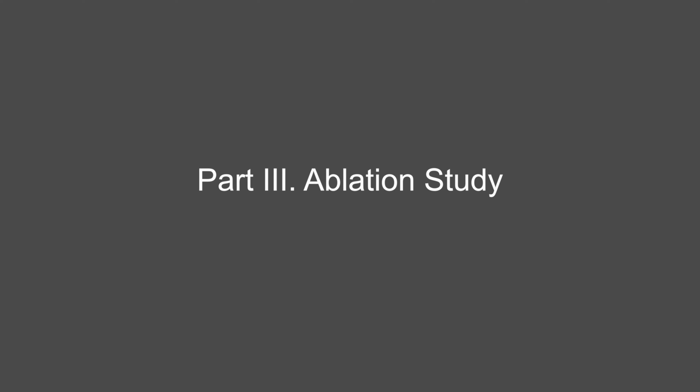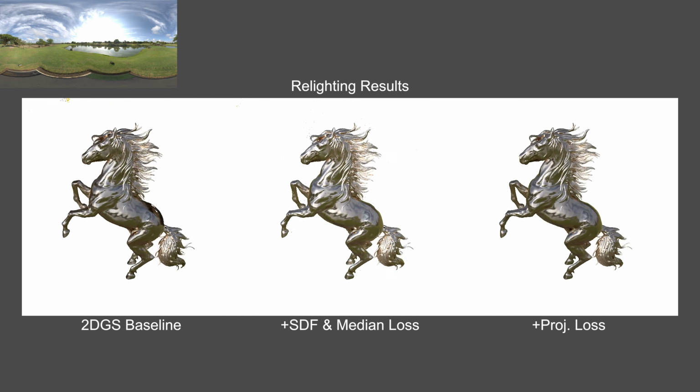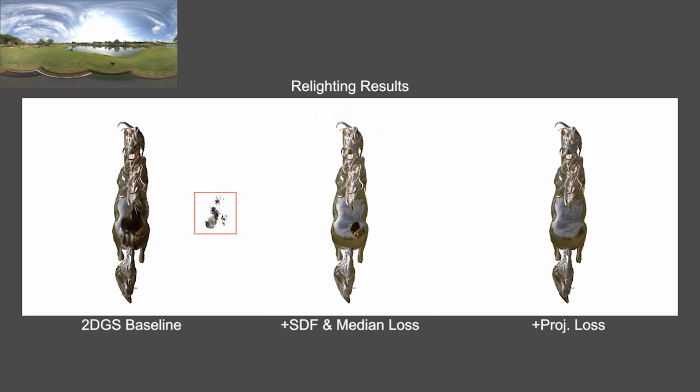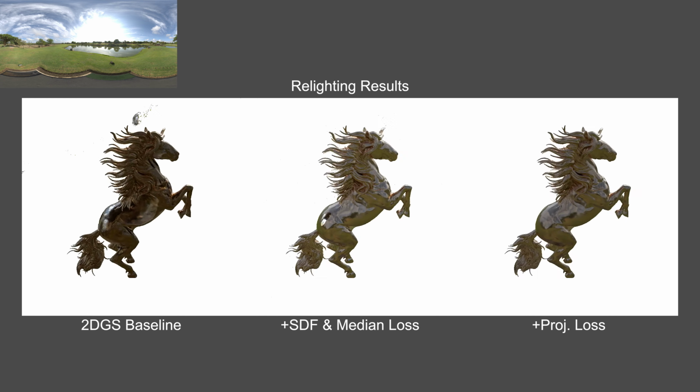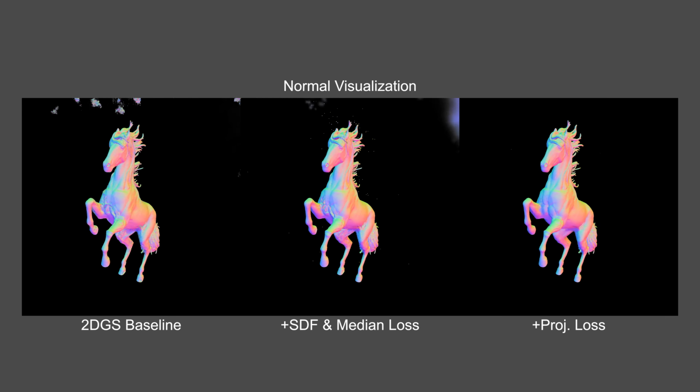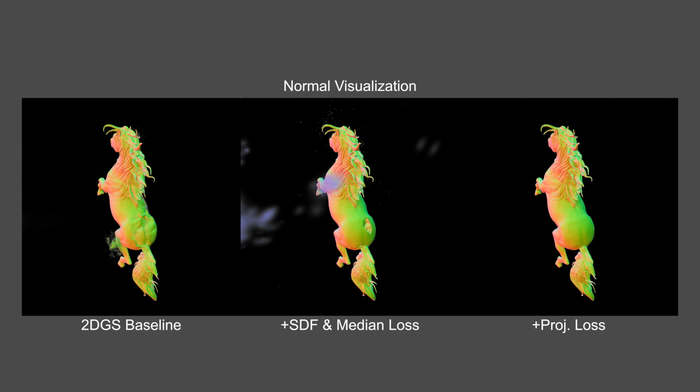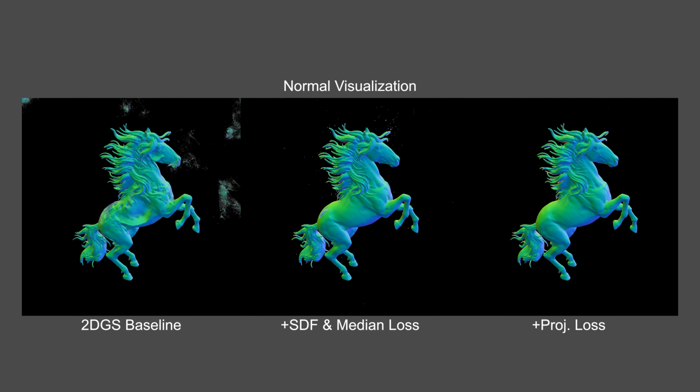We also conduct ablation studies. Starting with the 2DGS baseline, we observe problematic surfaces and incorrect reflections. Adding the SDF formulation and median loss improves surface quality, but floaters and reflection errors remain. Incorporating the projection loss further enhances the geometry and leads to realistic relighting.